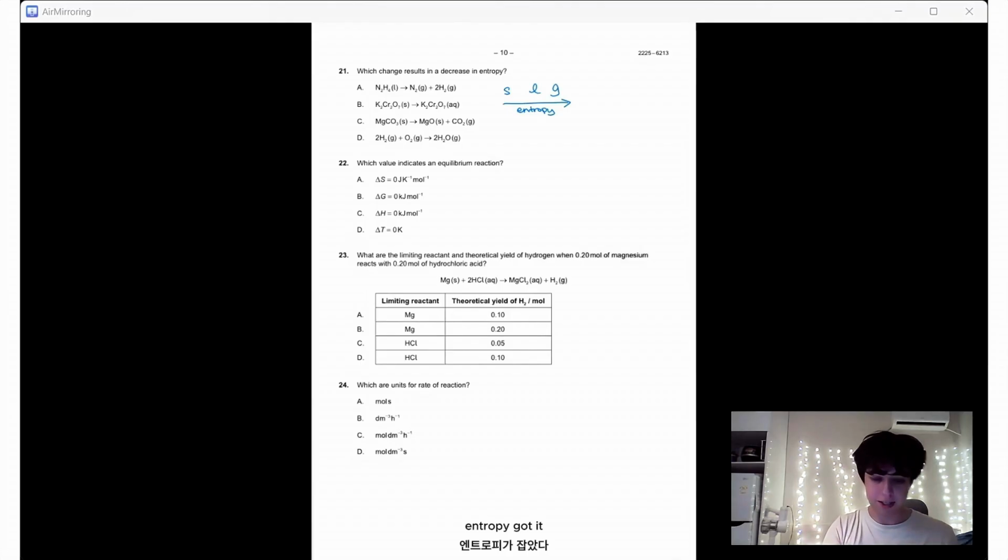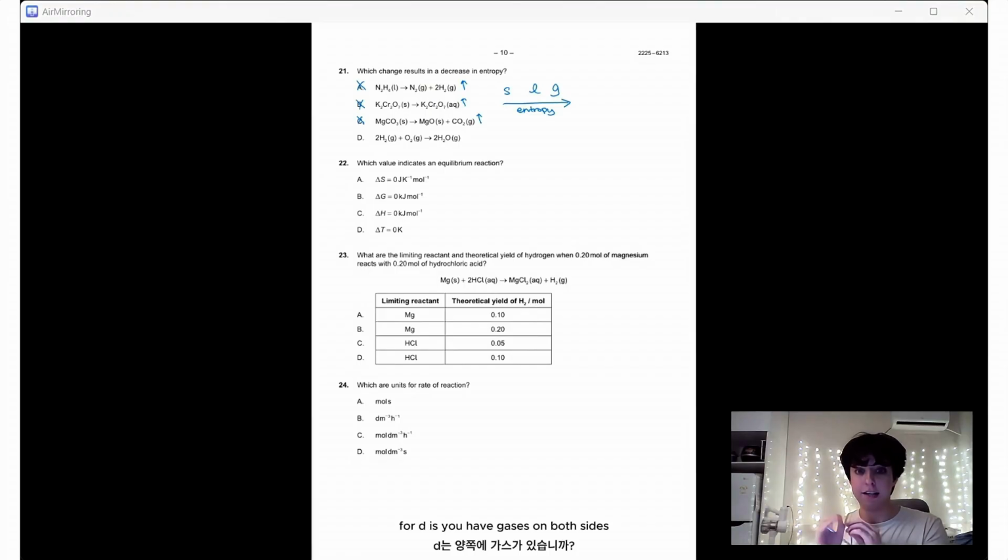Got it? And so for A, you have liquid going to gas, less to more. So that would be an increase in entropy, so that would not be correct. B, you have a solid going to an aqueous state, which is just liquid with water in it. Once again that would be going from less to more entropy, so that would be an increase and not be right. For C, you have a solid going to a solid and a gas. Oop, gas, increase in entropy. So that would also not be right.